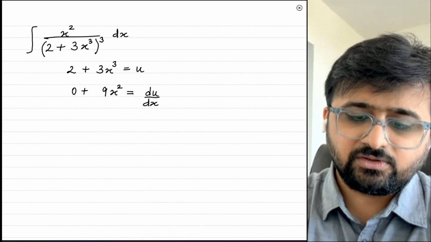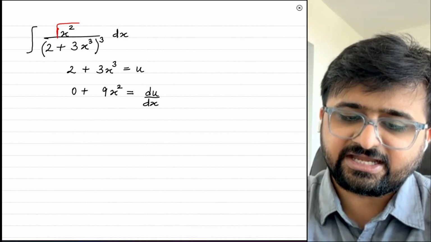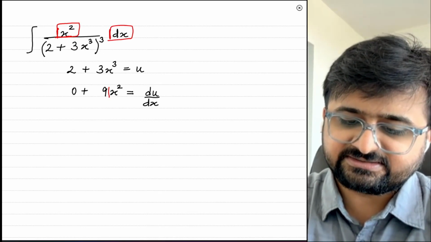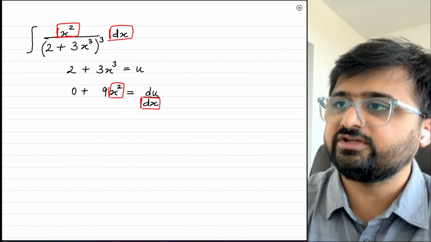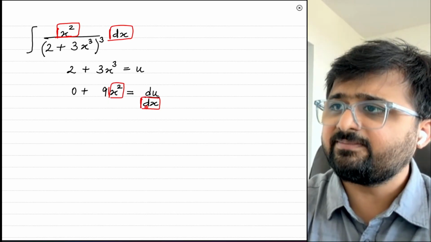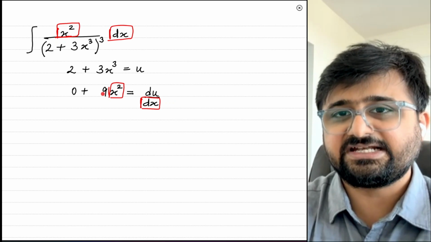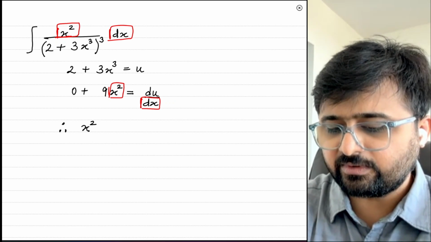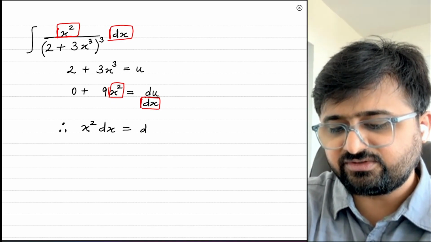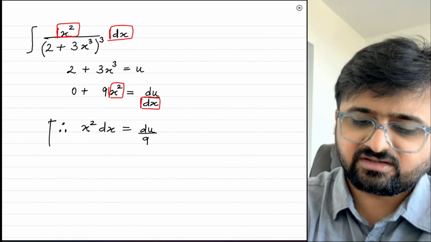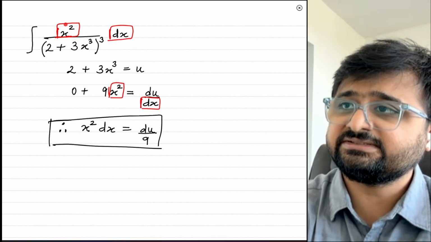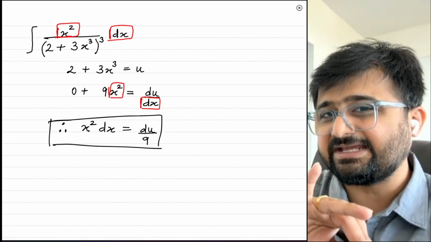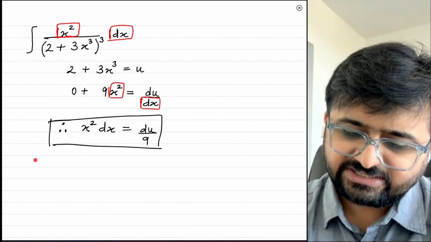If you notice carefully, there is an x squared times dx over here. And even here in the integral, there is an x squared and there is a dx. So what we can do is multiply the dx on the left hand side and take that 9 to the right hand side. So what you will have is x squared times dx is equal to du divided by 9. By doing this, we can write that x squared dx as du divided by 9, or in other words, we convert that dx in terms of du.